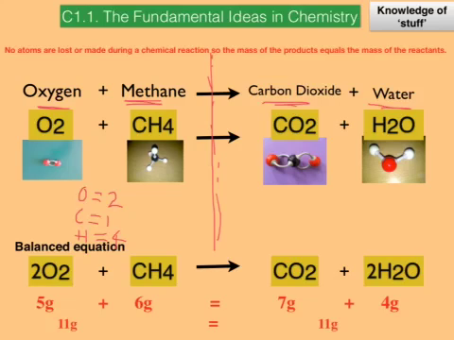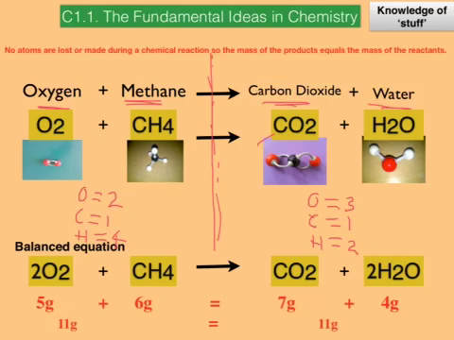Then what I like to do is go to the other side and count them all up there. How many oxygen atoms have I got? 2 there and 1 there, so I've got 3. How many carbon atoms have I got? 1 here. And how many hydrogens have I got? I've got 2.